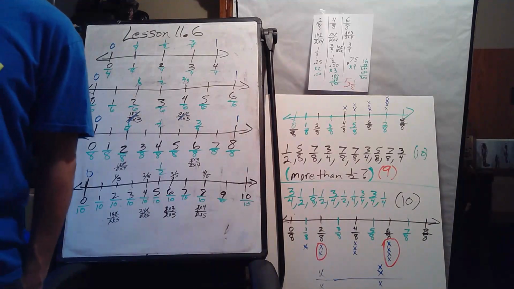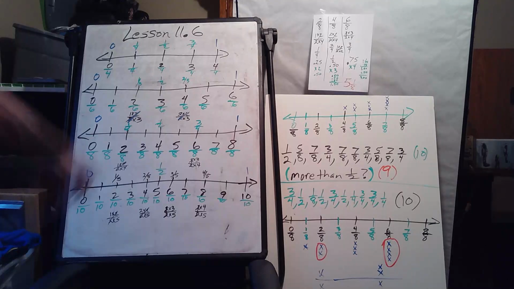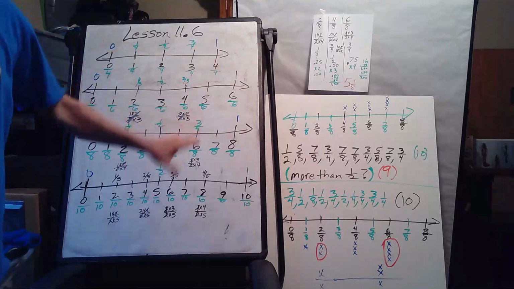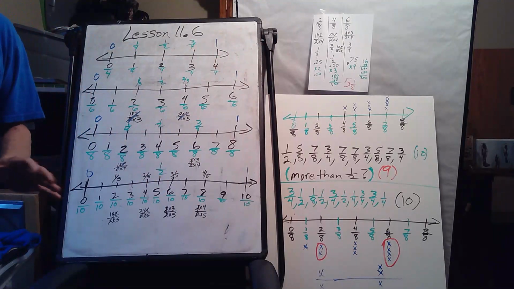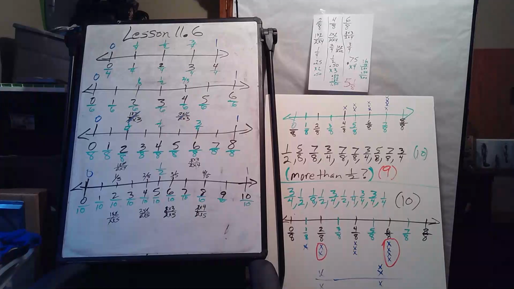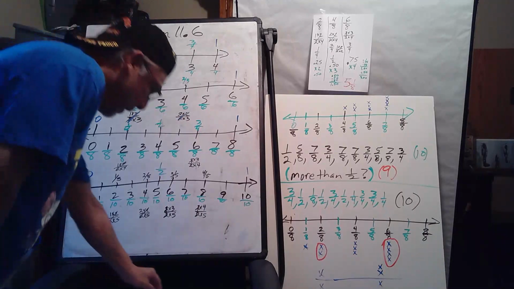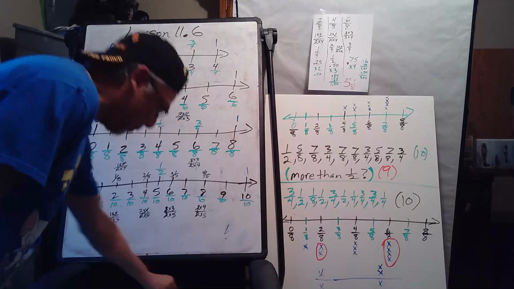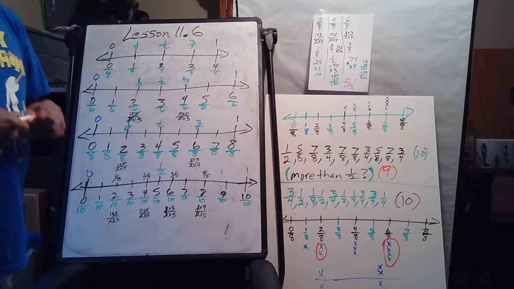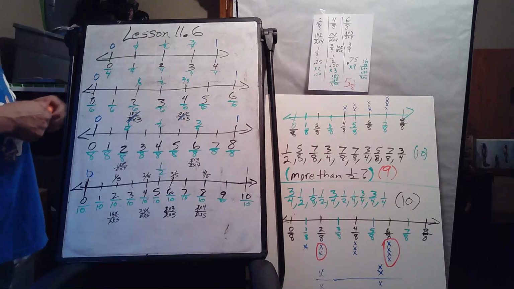All right, welcome back. As you can see, this is lesson 11.6, and you can see there's a lot to it. And you're like, oh my God, what is all of this? It's okay, calm down. It's going to be all right. So just follow along, pay attention. It looks worse than what it really is. All it is is number lines.